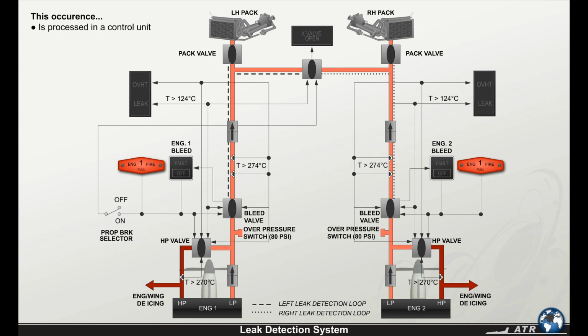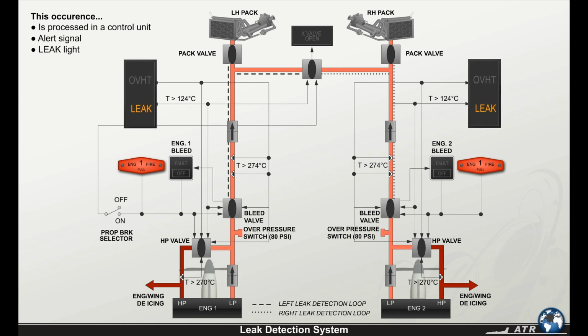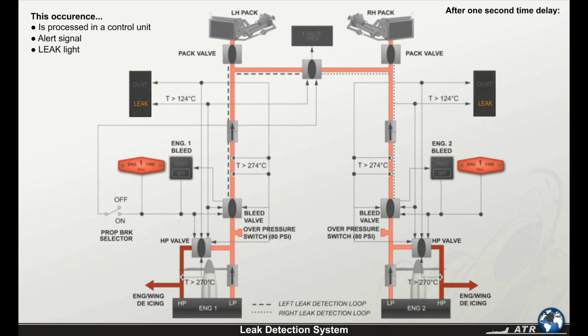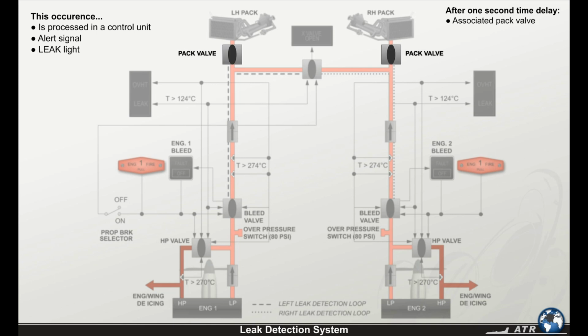This occurrence is processed in a control unit that will generate an alert signal and illuminate the respective leak light. After a 1-second time delay, the associated pack valve, the high-pressure valve, and the bleed valve, including the ground crossfeed valve if the left loop is affected, will close automatically.